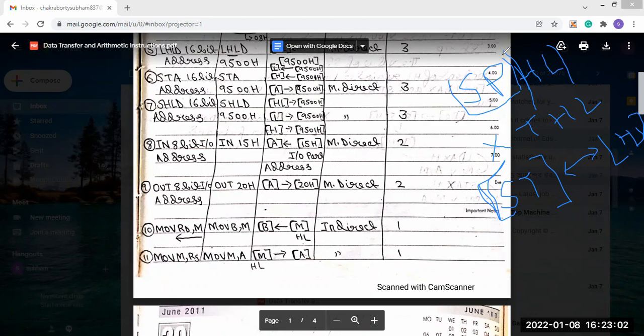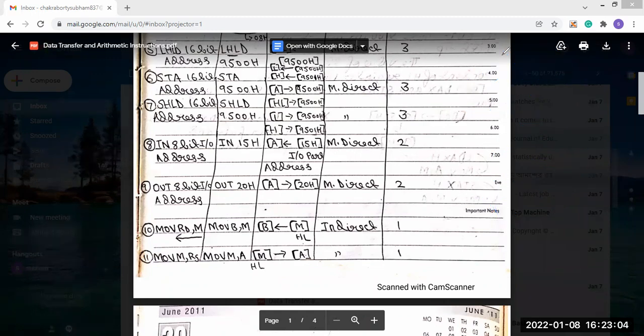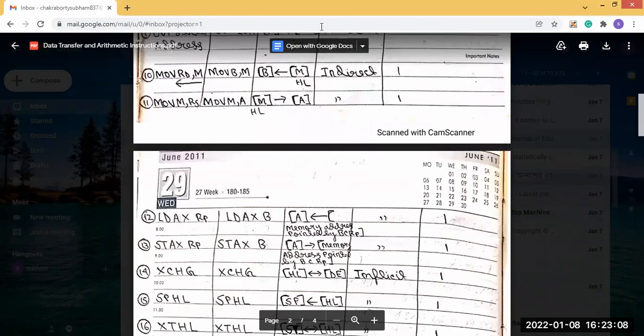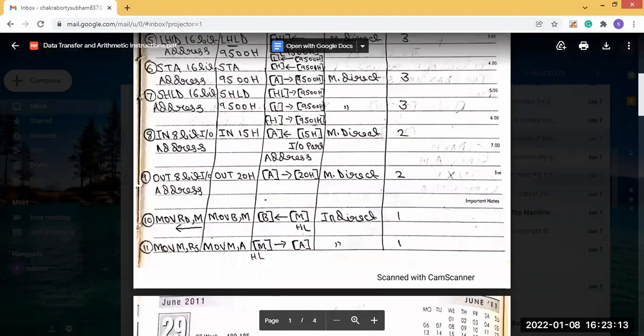But between these 16 commands, basically we require mostly these 11, these 11 are most used. The last 5 commands which we have seen, LDX, STX, XCHG, SPHL, XTHL, they are the high level commands, but these 11 commands are mostly used.